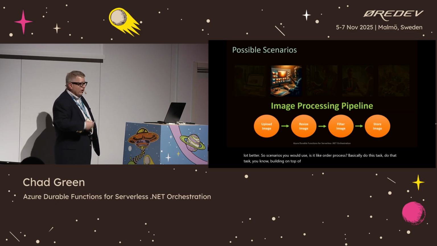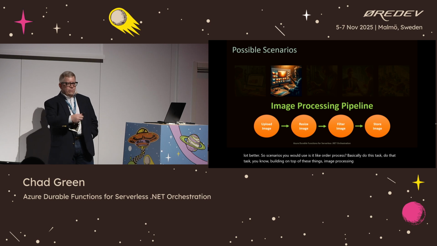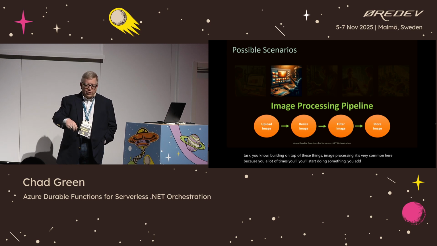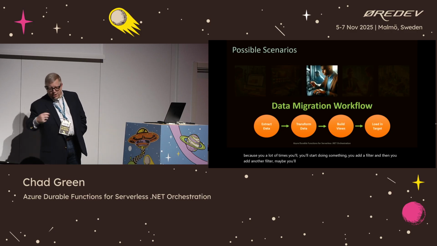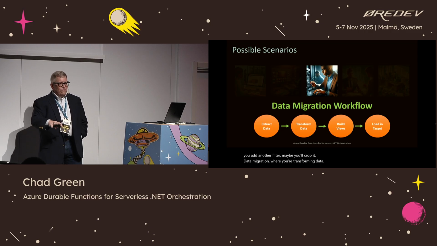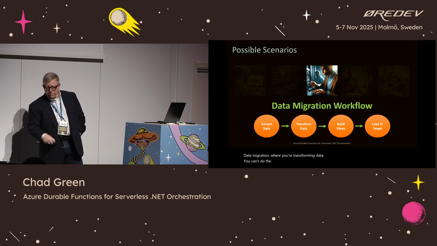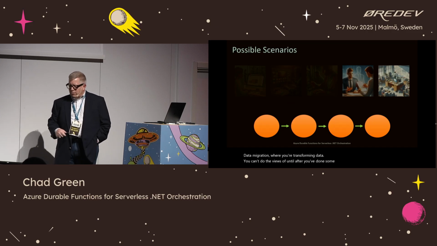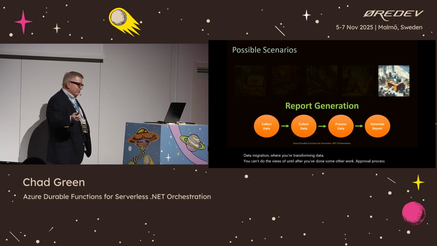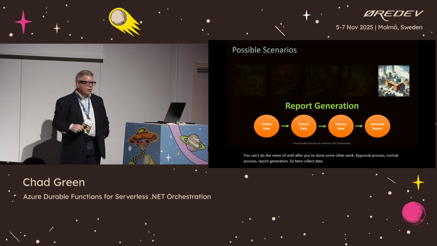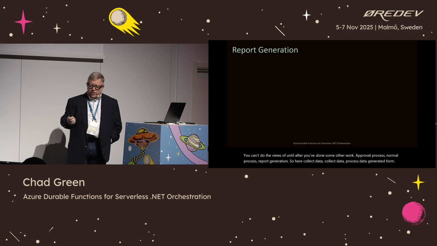Image processing is very common here because a lot of times you'll start doing something, add a filter, and then you add another filter. Maybe you'll crop it. Data migration, where you're transforming data, but then you can't do the views until after you've done some other work. Approval process, normal process. Report generation. So here, collect data, process data, generate report. So that's what I'm going to show here.